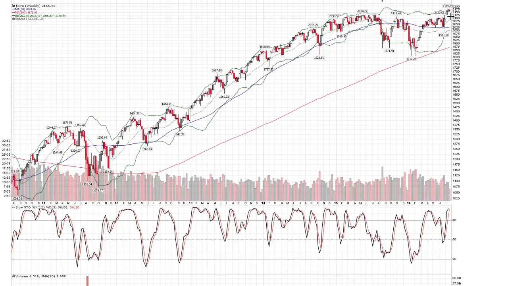But what we can say at this point is that we have a large consolidation within a very long-term uptrend, and at this point we're still bullish. We went bullish once we started breaking out of the pattern, and we're going to stay bullish until such time as we see a bearish market signal.